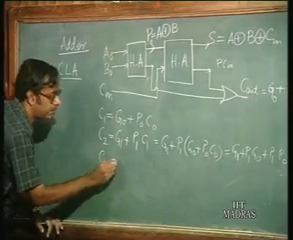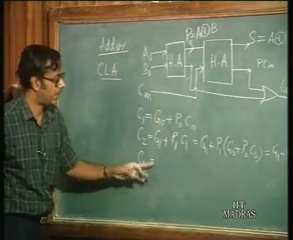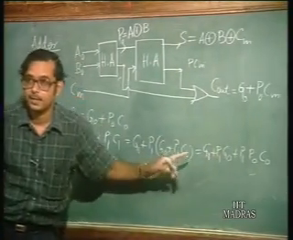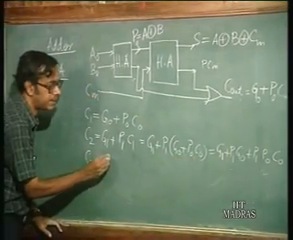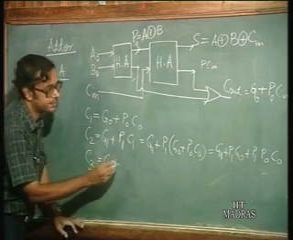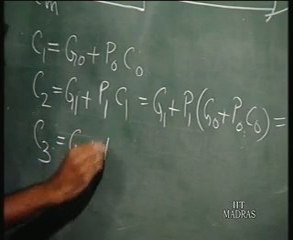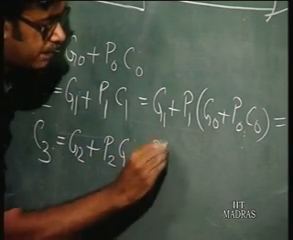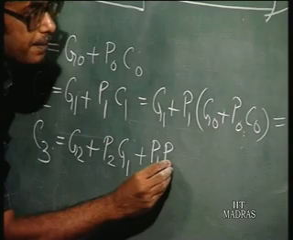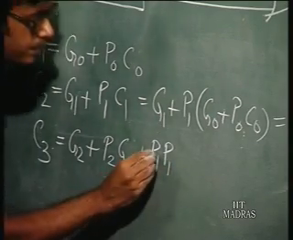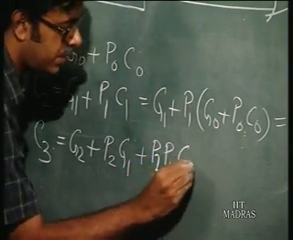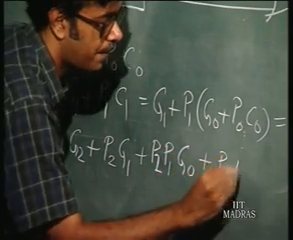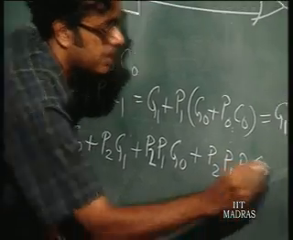Similarly, you will get C3. You can do it the same way, it will be G2 plus P2 C2, and then instead of C2 you write the same thing. So, what will you get? You will get G2 plus P2 G1 plus P2 P1 G0 plus P2 P1 P0 C0.